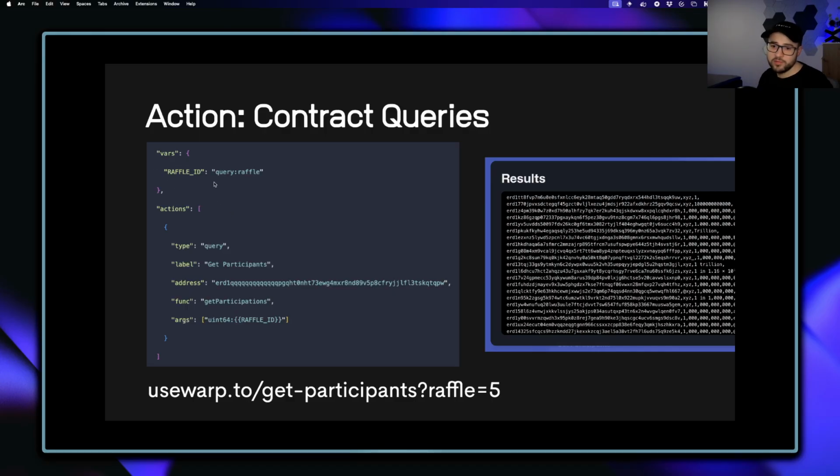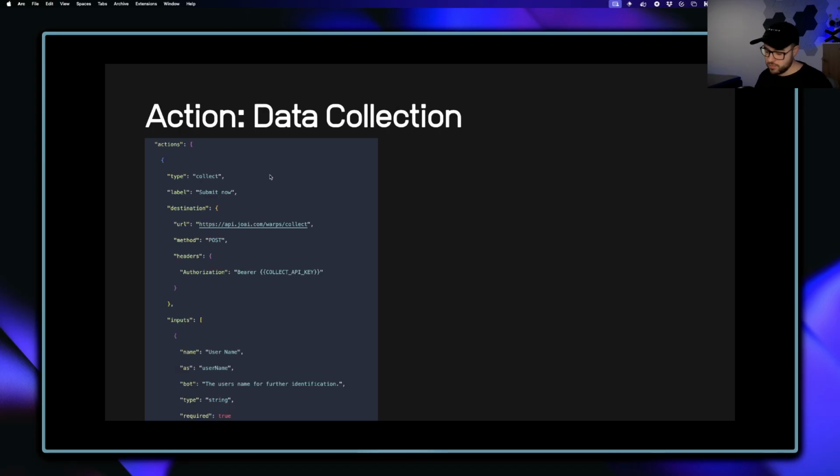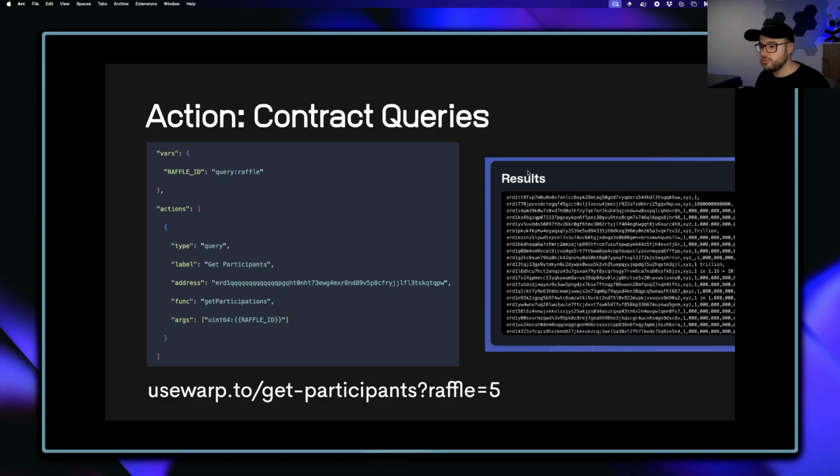And this is to show also another feature, which is warp variables. We released them very recently. So warp variables basically allow you to define them once, use them anywhere within the warp, and also define how they're being set when the warp is first opened or initialized. And this specific raffle ID variable, which is used in the arguments, is taken from the URL query of name raffle. And then it will return you an output like this when used on a front end, like use warp.to.